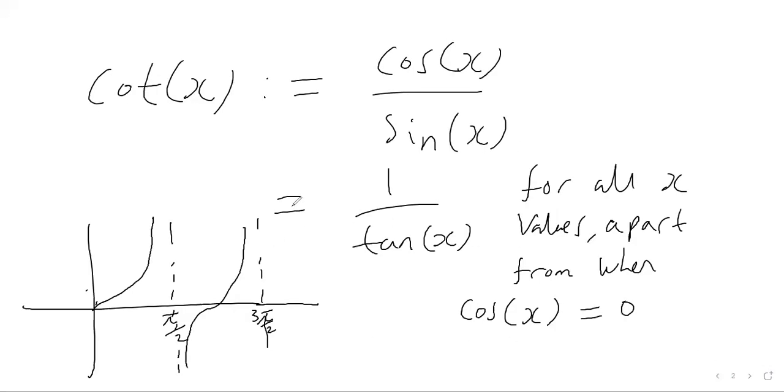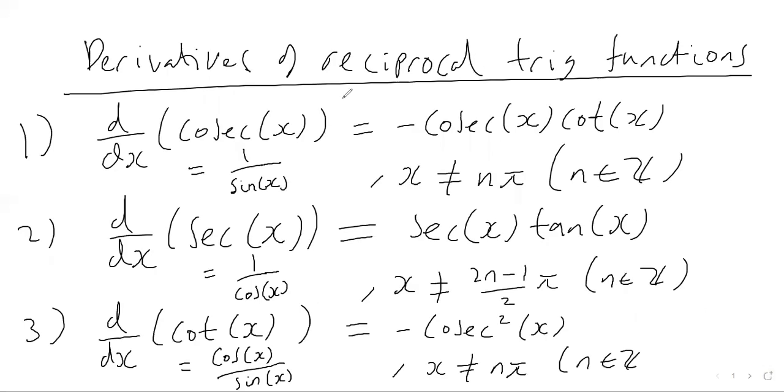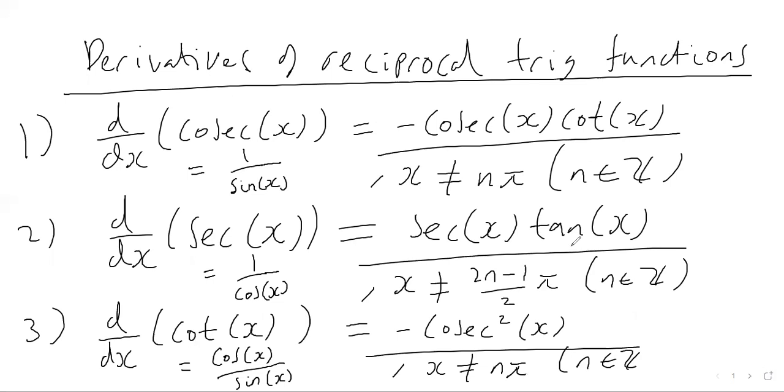So in fact, cot of x does equal 1 over tan of x, but only for all x values apart from when cos of x equals 0, because when cos of x equals 0, the tan function has these asymptotes. That's something that I didn't mention before, but it's quite a key point to realize. So the results of the three reciprocal trig functions are as follows: this result, that result, and this result, with these three domains. So yeah, that's that video done.